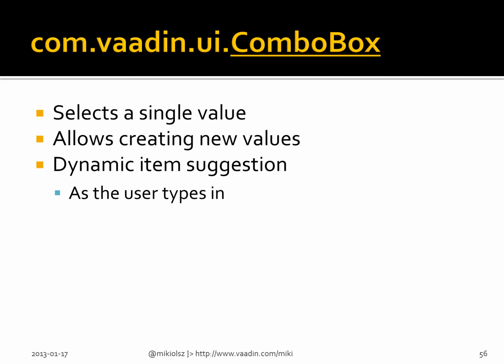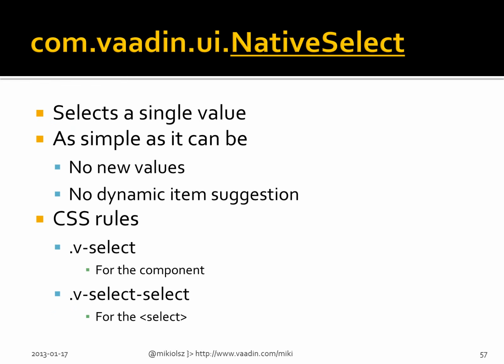The most straightforward component is a combo box. It allows a user to select a single value or create new values, optionally of course. It also features dynamic suggestion as the user types in. Native select is a bit poorer in terms of functionality version of combo box. It allows a user to select a single value, but this allows adding new values and there is no dynamic suggestion.